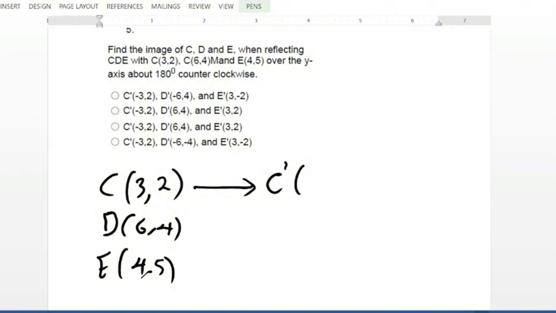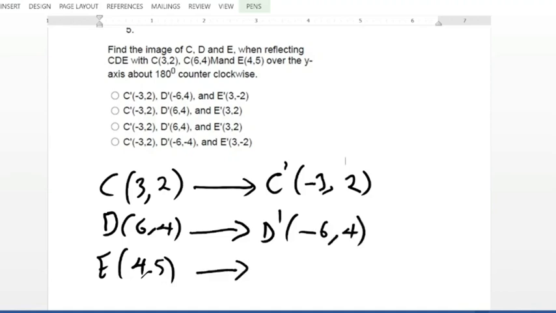So the image of C, that's C prime, will be, we are reflecting over the y-axis about 180 degrees. So y will still remain y, but we change the value of x. If we are reflecting about the y-axis, y will still remain 2. We now change the value of 3 to minus 3, so minus 3 comma 2. Then the image of D, that's D prime, will be minus 6 comma 4. Then the image of E, that is E prime, will be minus 4 comma 5.